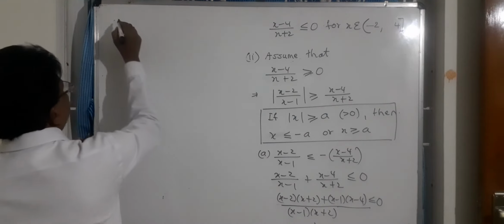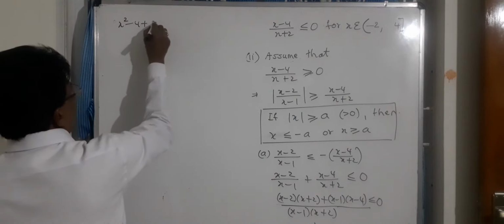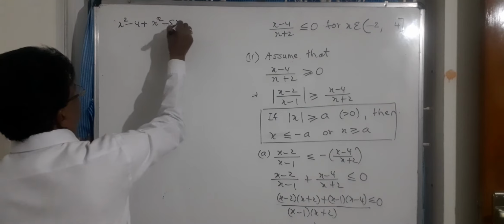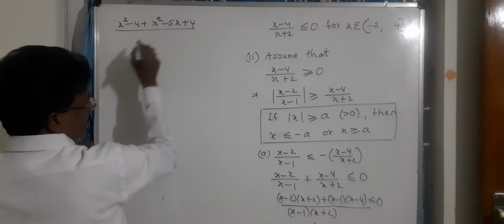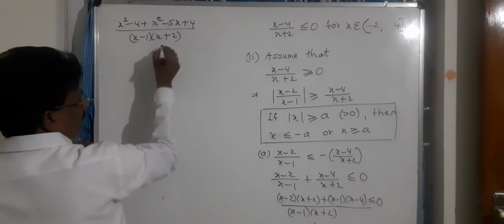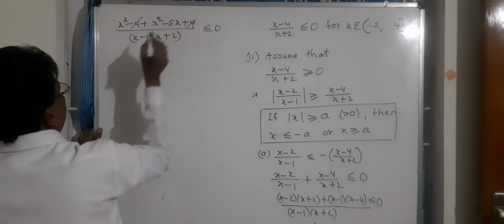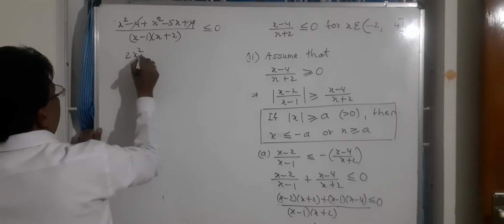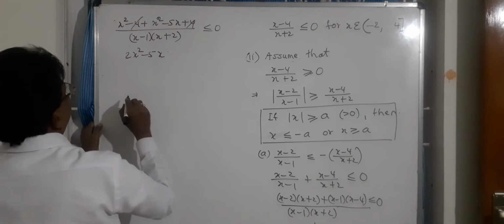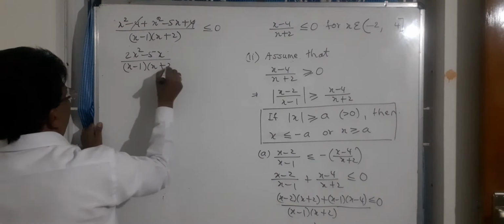x square minus 4 plus x square minus 5x plus 4, divided by (x minus 1) into (x plus 2), is less than or equal to 0. The 4 may be cancelled. 2x square minus 5x divided by (x minus 1) into (x plus 2).